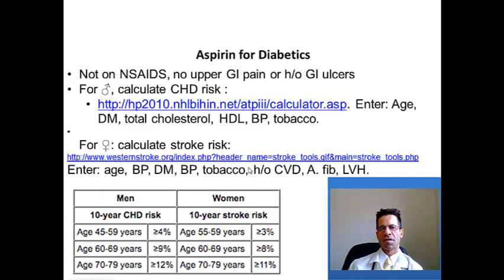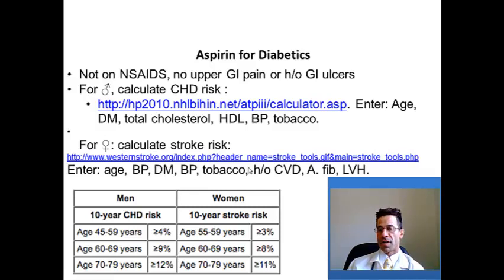We're now going to discuss aspirin for diabetes. So aspirin is recommended for adults who are not on non-steroidal anti-inflammatory drugs and who do not have upper GI pain or history of gastric ulcers or duodenal ulcers.